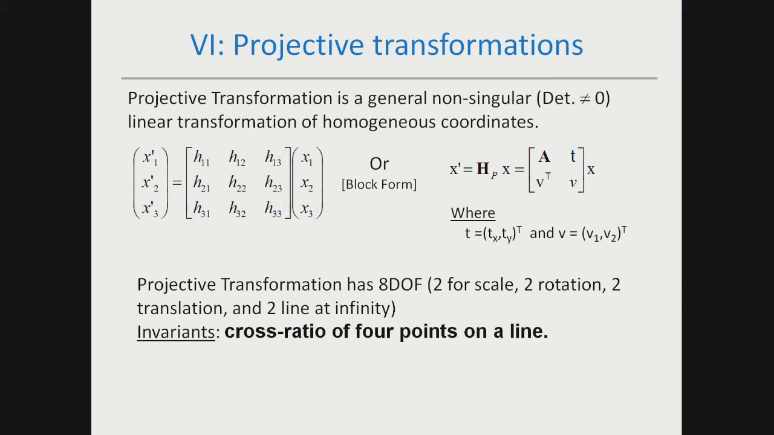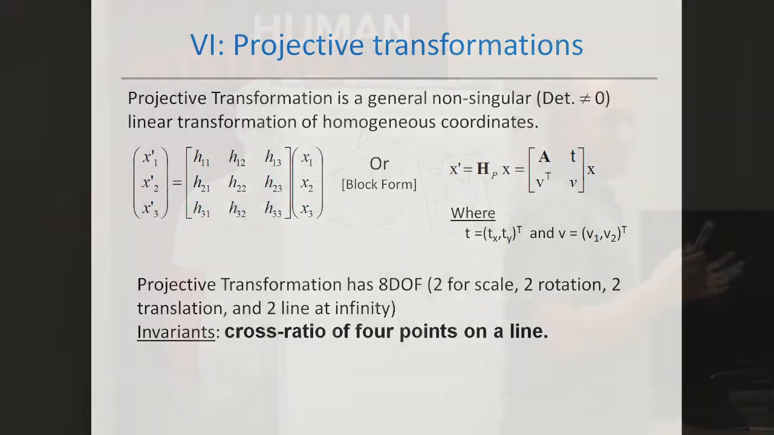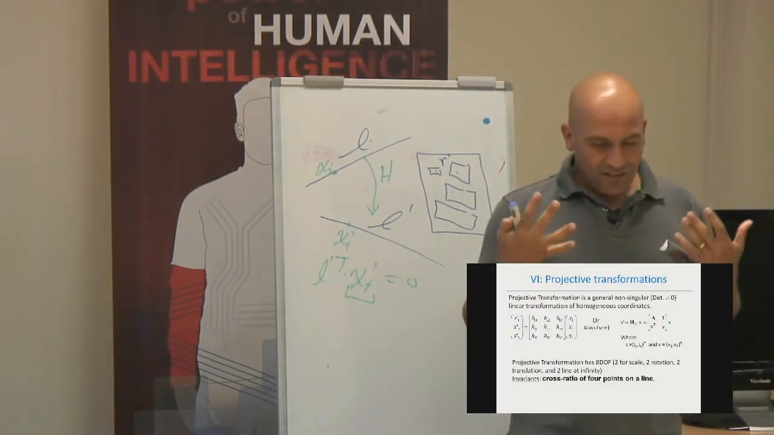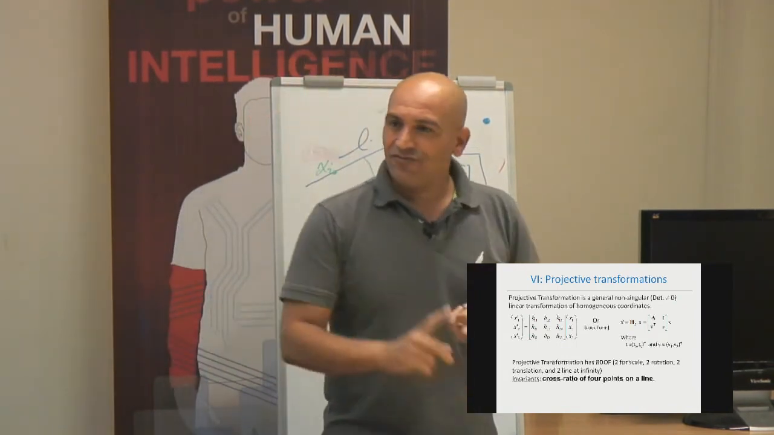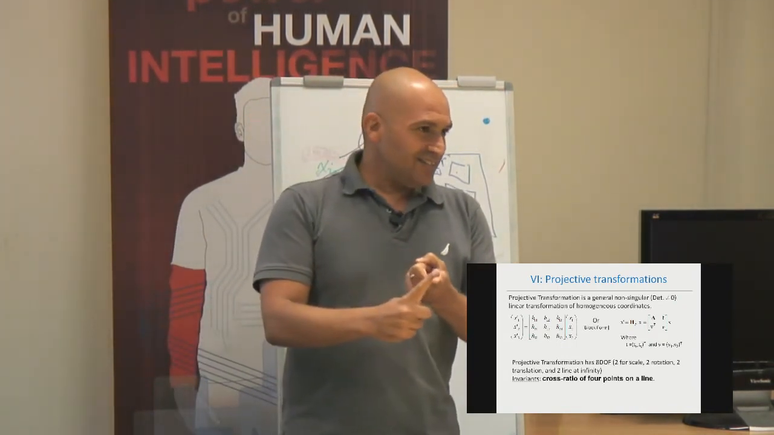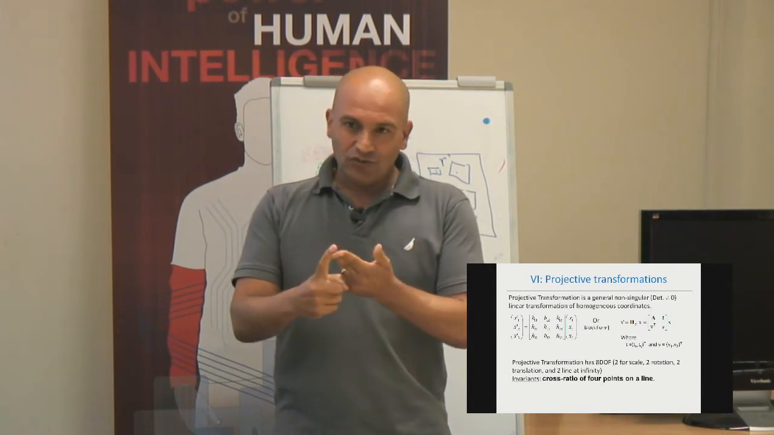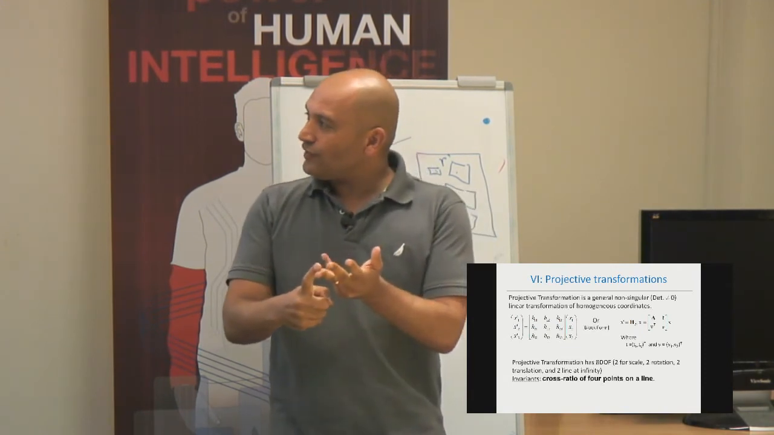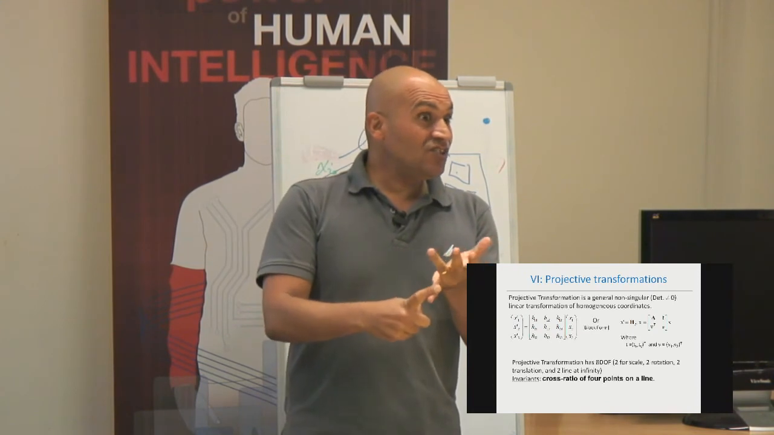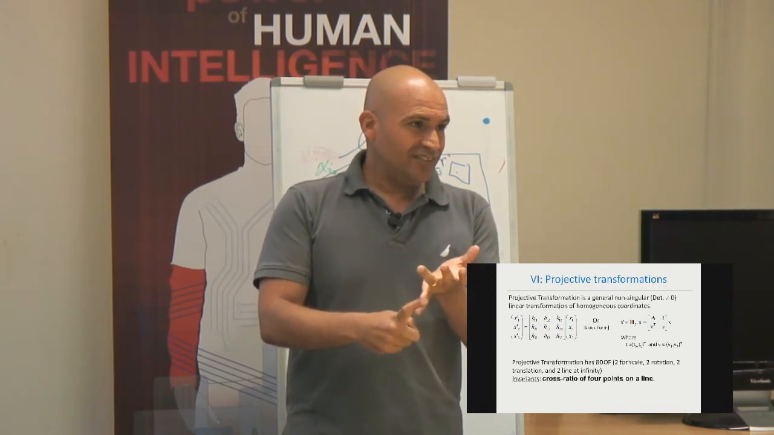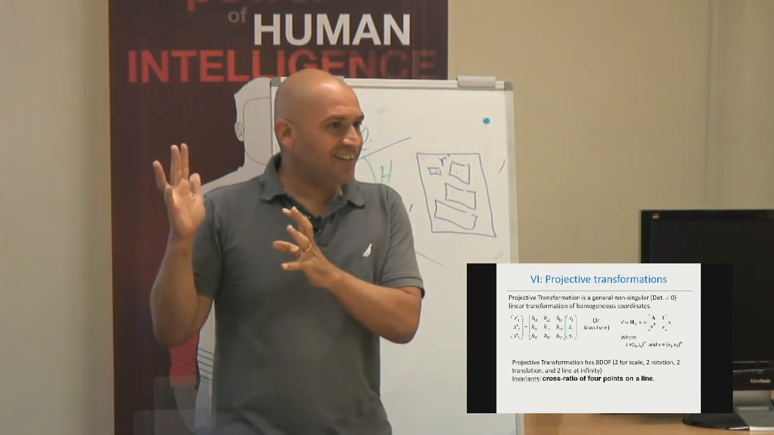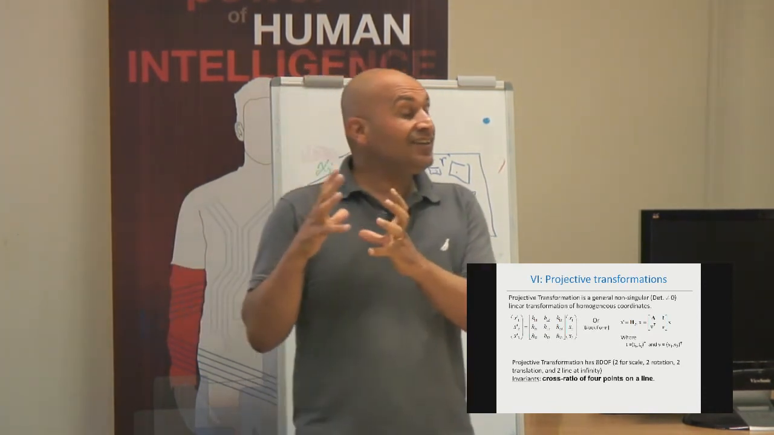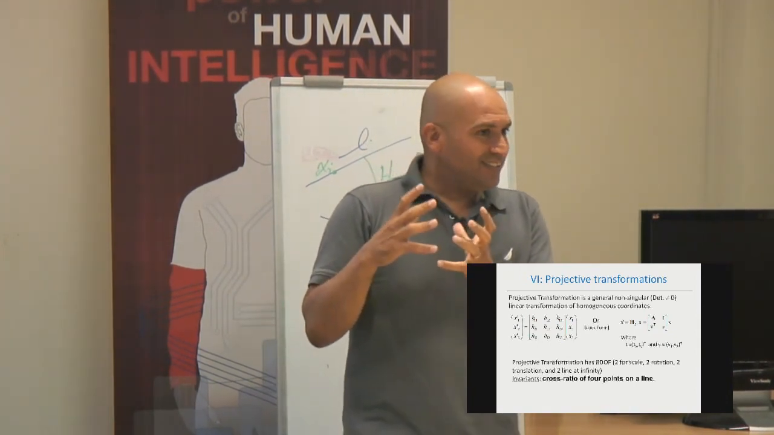And now if we think about this transformation, we know that here we have 8 degrees of freedom. So we have 2 degrees of freedom for scale, 2 degrees of freedom for rotation, 2 degrees of freedom for translation, and 2 degrees of freedom for the line at infinity. This is the kind of creature which we have not seen in the affine transformation. We did not consider the point at infinity.